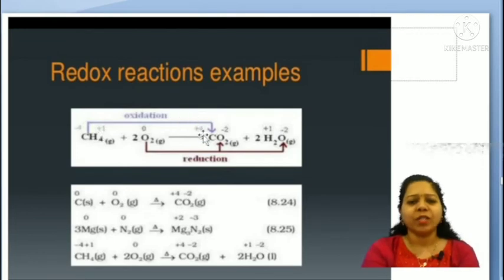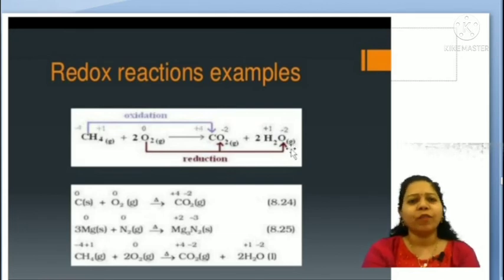It undergoes oxidation. Means what? It loses hydrogen, and the loss of hydrogen is known as what? Oxidation. CH4 loses its hydrogen and reacts with oxygen to form CO2. That's why we are saying methane undergoes oxidation. And next, that oxygen accepts the hydrogen and forms water. That's why we are saying that it undergoes reduction.